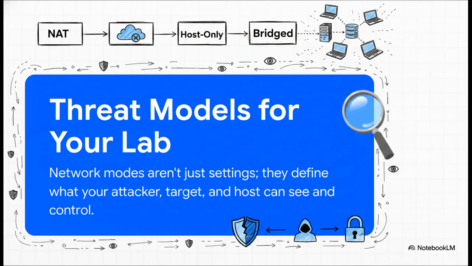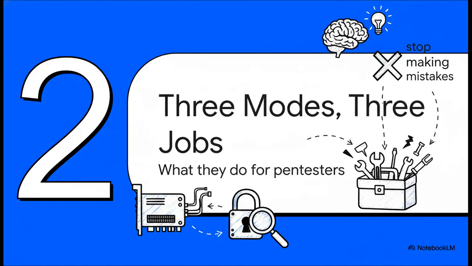Okay, this is the most important mindset shift you need to make. Stop thinking of these as just network settings. Start thinking of them as threat models for your lab. Every mode you pick, NAT, host-only, bridged, completely changes the rules of the game. It defines who can see what, and that is everything. So let's get into it. We're going to break down the 3 key modes and the specific job that each one is designed for. Because once you know which tool to use for which job, you stop making these frustrating mistakes.